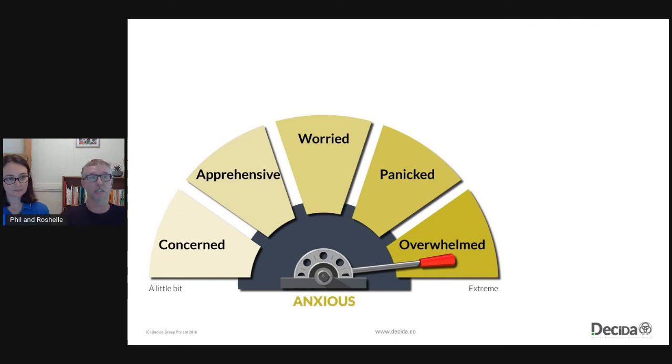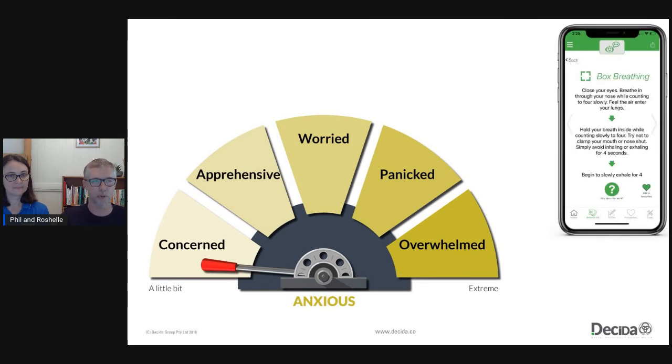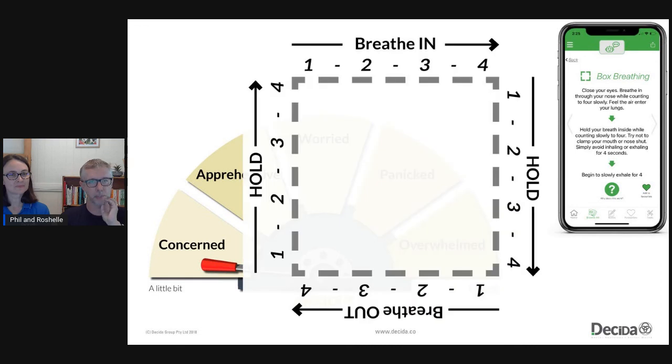But if someone's feeling overwhelmed and panicking, we had a great story about somebody who was very fearful of needles and going into surgery. Then a good way to go from overwhelmed or panicked or even worried and dial it back down to concern is box breathing. And do we have time to go through box breathing? We don't. But this is a great switch that if you go into the Switch app, you can find.